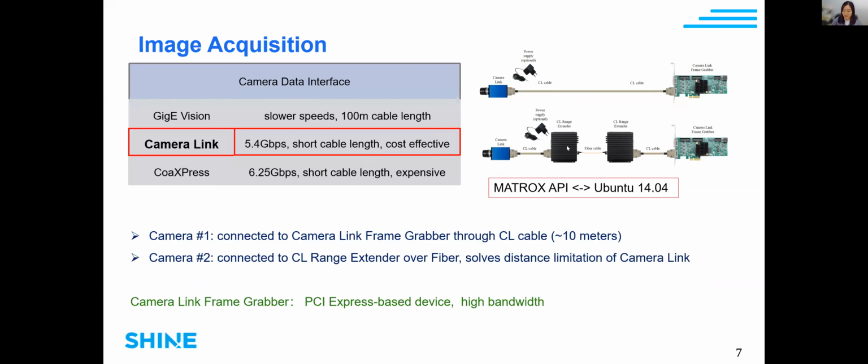The system is constructed of 2 converters. One is on the Camera Link side and one on the Camera Link frame grabber side. The Camera Link frame grabber is a PCI Express-based device. It allows high bandwidth communication between the device and the motherboard.